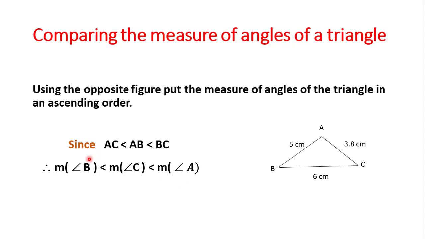You can determine the angle opposite to the side by looking at the figure. This is angle C opposite to the side AB, angle B opposite to the side AC, and so on. Or you can look for the missing letter. We have A, B, C. For AC, the missing letter is B, so this is the opposite angle. For AB, the missing letter is C, so this is the opposite angle, and so on.